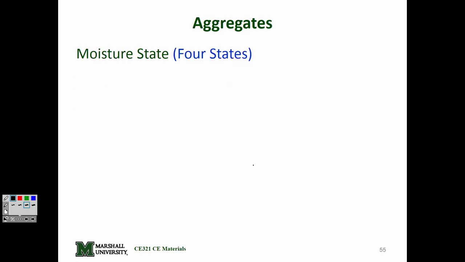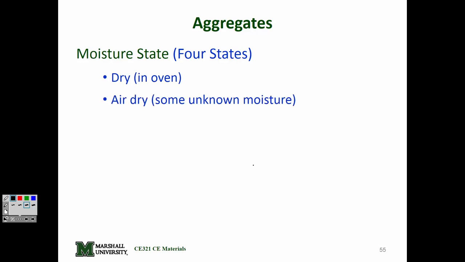Four states of moisture, getting into dealing with aggregates now, getting into dealing with concrete. We've got dry, the only time that occurs is coming out of the oven. We've got air dry, that's some unknown moisture. It's not oven dry, but it's not saturated surface dry either. It's somewhere on the dry side of saturated surface dry. Saturated surface dry is when the surface is just damp so it didn't get moisture on our hands, right? Just damp enough so the surface is just dampened. All the voids in it are filled. That's saturated surface dry.